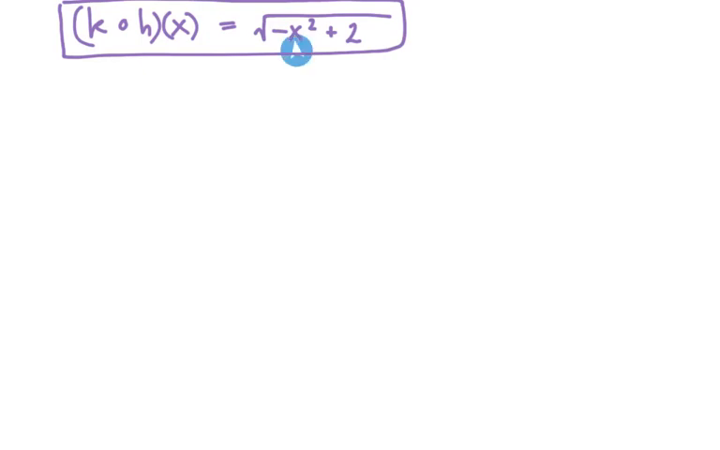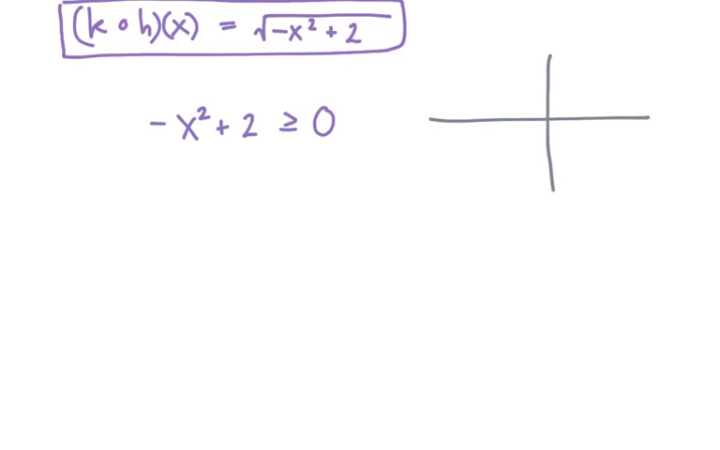So what we know is that negative x squared plus 2, since we are under an even square root, an even indexed radical, has to be greater than or equal to 0. Now, this is a polynomial inequality. And the way we solve a polynomial inequality is to think about graphing that polynomial. And because we're looking at greater than or equal to 0, we would say where it is above or touching the x-axis.